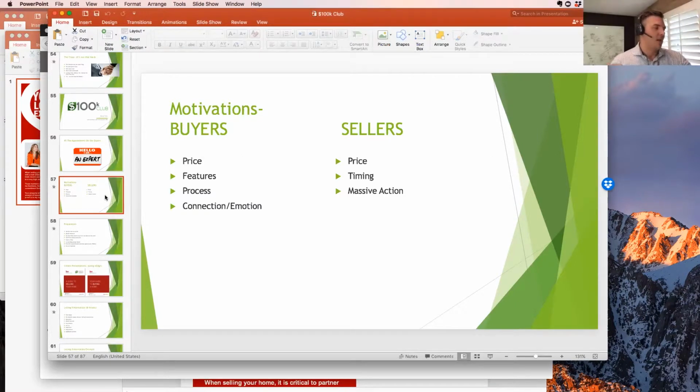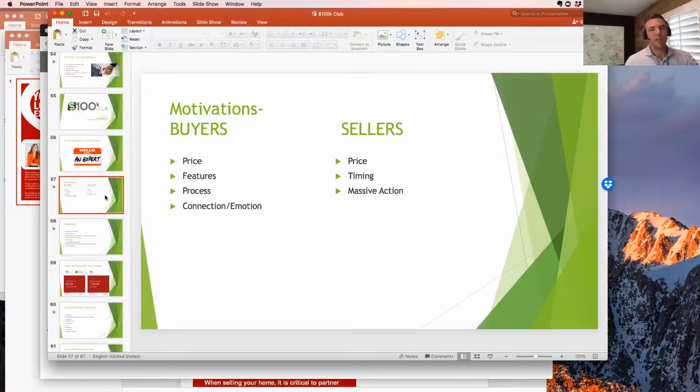Generally speaking, the underlying motivation for most buyers is price. They want to get a great deal. Features, they want to make sure they're getting the right house. They want to have a comfort level with the process. And for the buyers, it's more important that they have that connection, that emotion, because you're going to be spending a lot of time together, and they want you to celebrate the house that they're moving into.